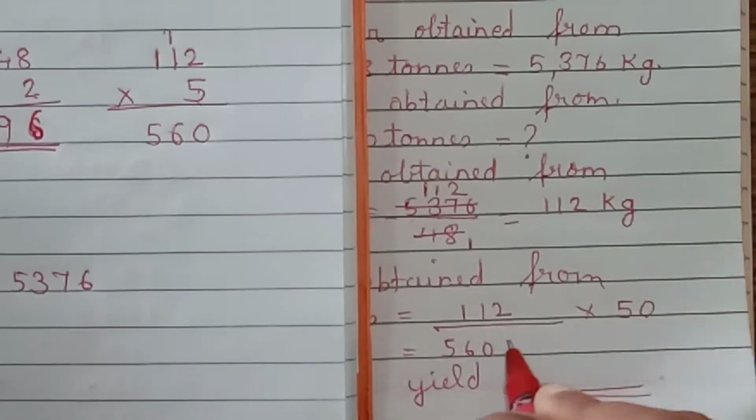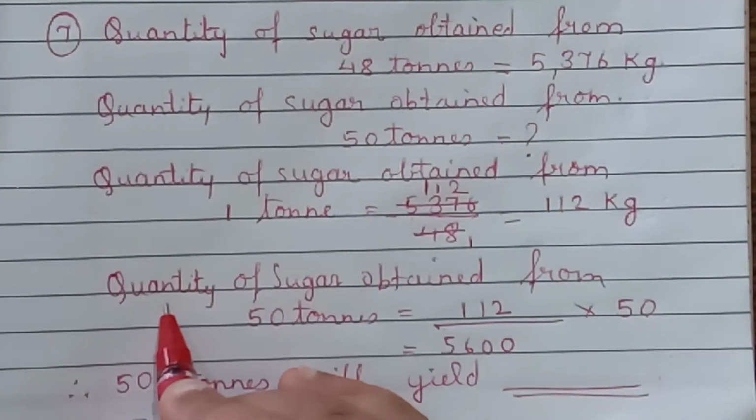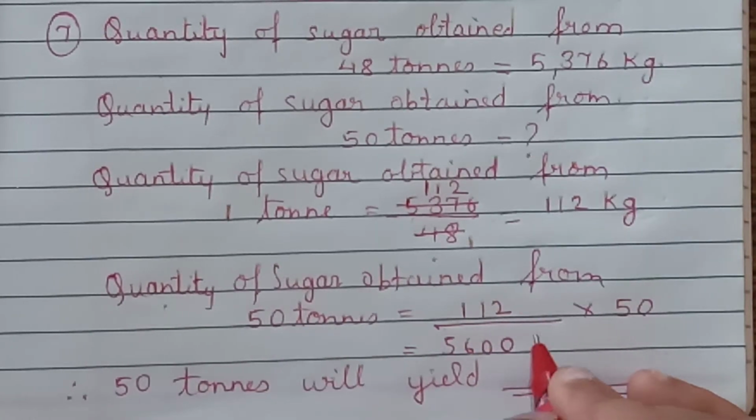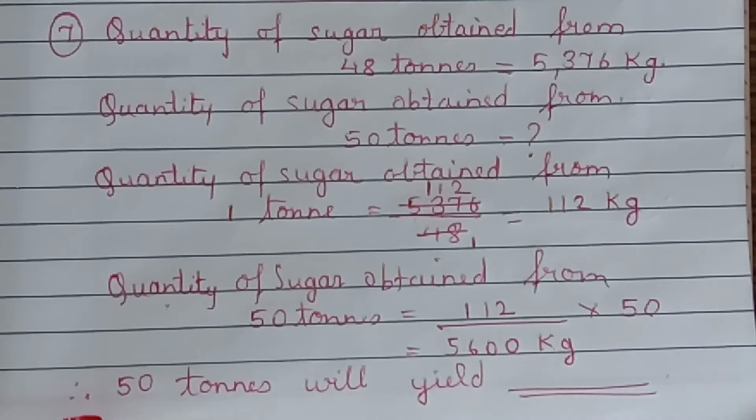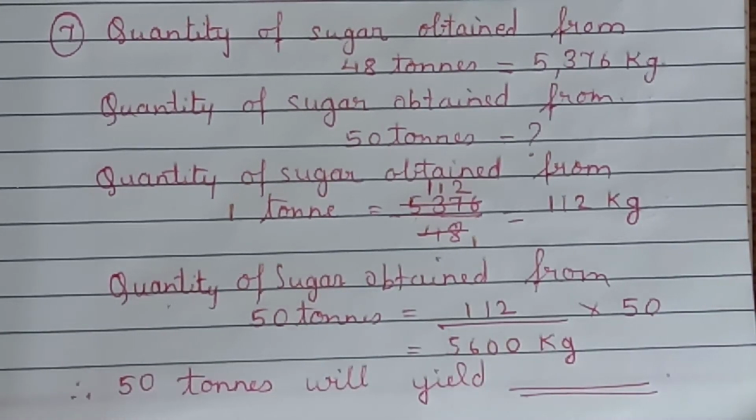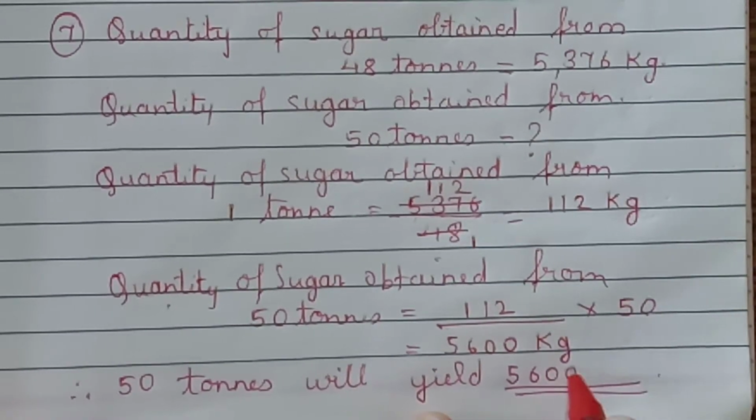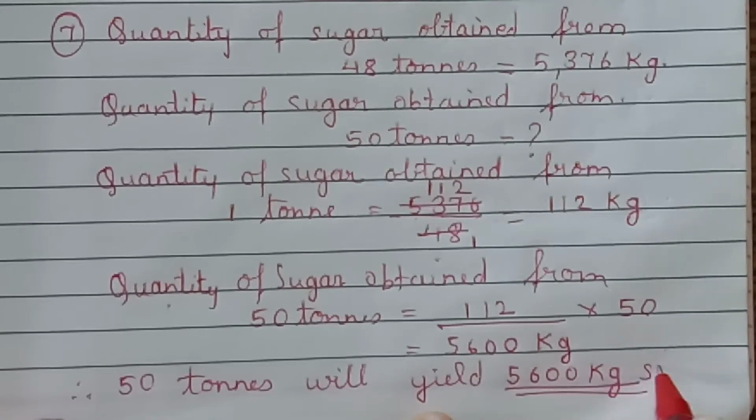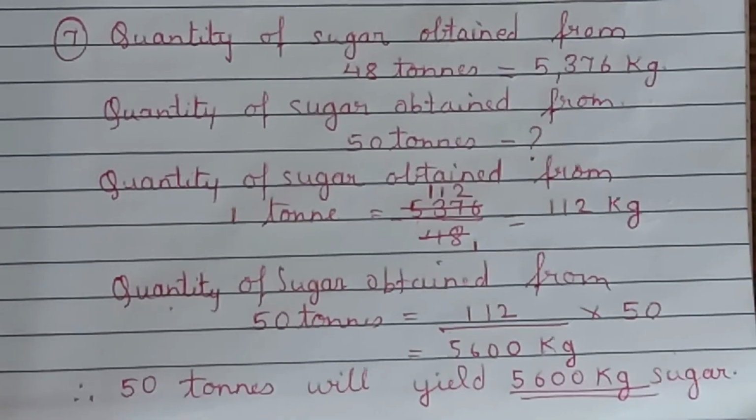560 and this 0. So how much is this? What will be the unit? Kg, because here it is quantity, isn't it? So we'll write here kg. Therefore 50 tons will yield how much sugar? Yes, therefore 50 tons will yield 5600 kg sugar. Okay. So did we get the answer? So take a screenshot and complete it.